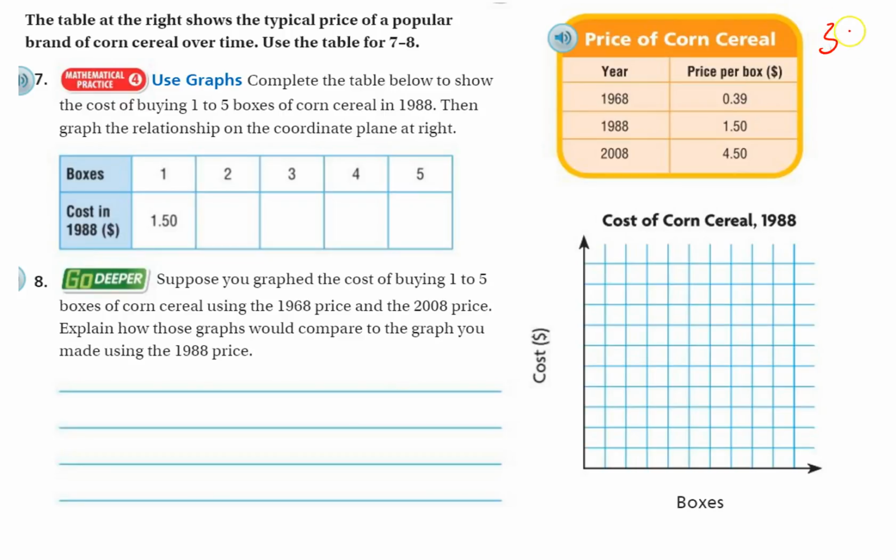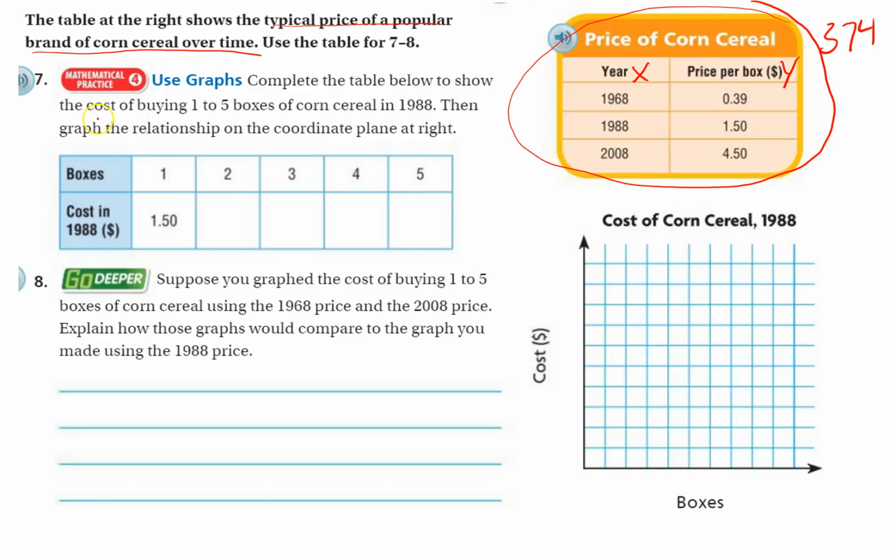All right, now I'm on page 374 of the Go Math textbook. Follow along. The table to the right shows the typical price of a popular brand of corn cereal over time. So here's the table we're using. Remember, this is going to be our X. This is going to be our Y.